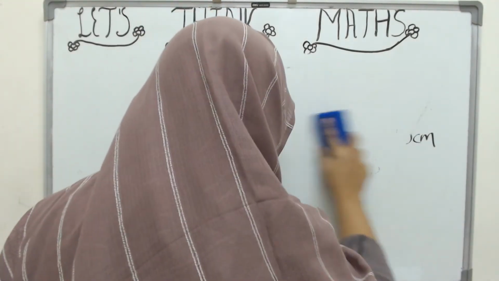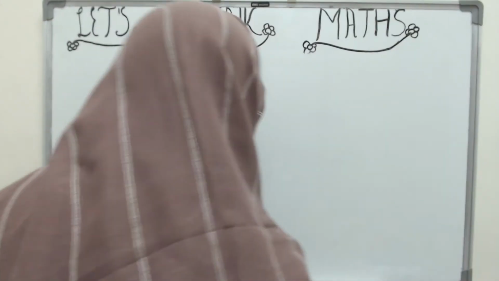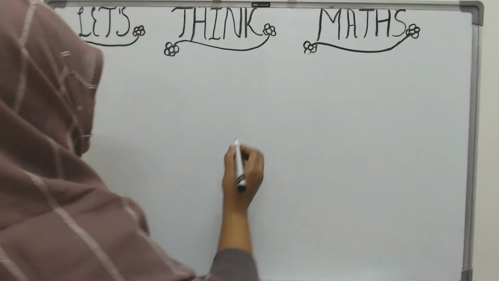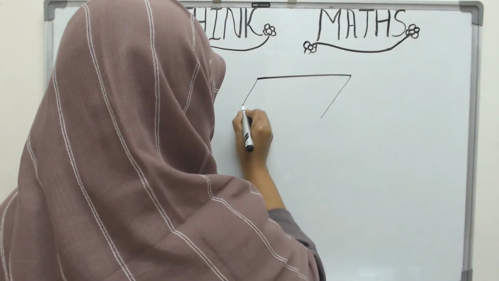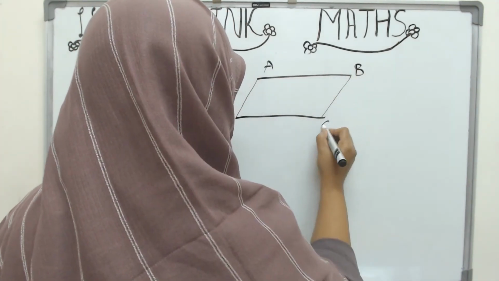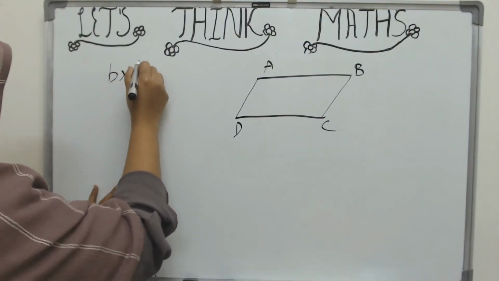I don't think it is needed for a 7th grade because this is just an introduction to the parallelogram. You may not need it, but it's a very interesting proof. I just want to share it with you. So suppose we have a parallelogram, say ABCD. What we are going to find is, how did we find out that area is B into H?